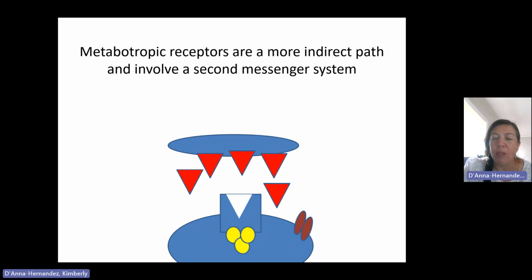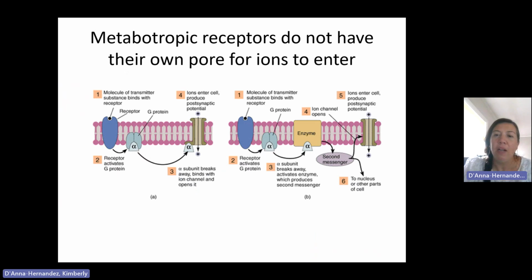So one more time, we'll do it. Triangle neurotransmitter goes to triangle receptor. You have the alpha unit, which dissociates, and it opens the ion channel, which is somewhere else on the cell. It's not directly tied. If it's directly tied, it's ionotropic. If it's somewhere else and a trimer of G proteins is involved, then it is a metabotropic or G protein coupled receptor. So here is just from the book.